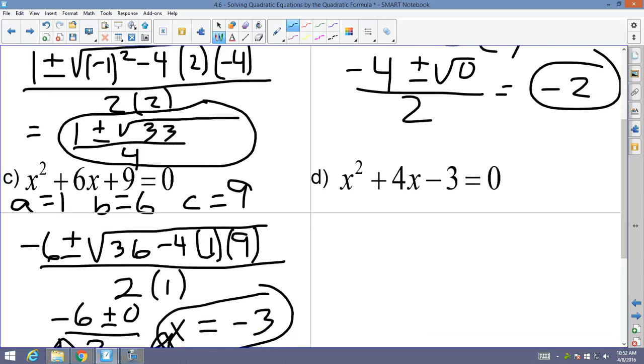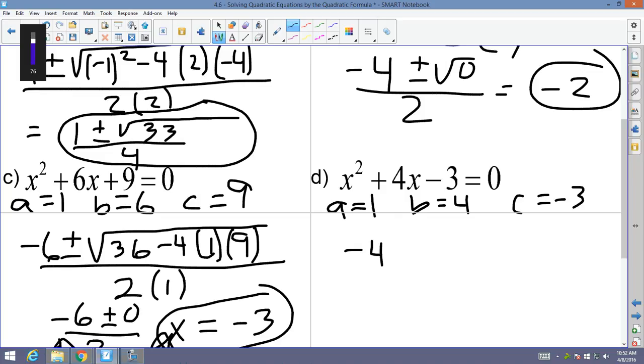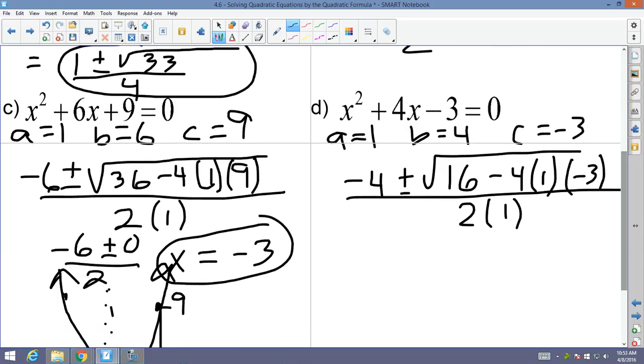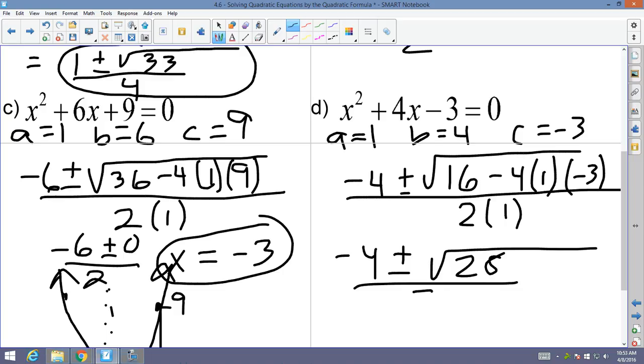For number D, you cannot factor it, unfortunately. So my A equals 1, my B equals 4, and my C equals negative 3. So negative B plus or minus the square root of B squared, which is 16, minus 4 times A times C. See, having it labeled there really helps me out at least. I don't forget things that way. And then this is negative 4 plus or minus the square root of 16 plus 12, which is 28, all of it over 2.